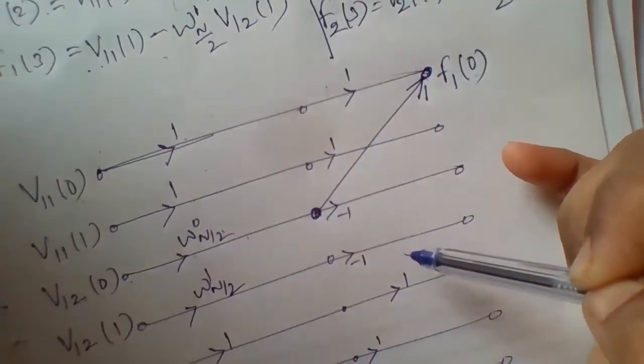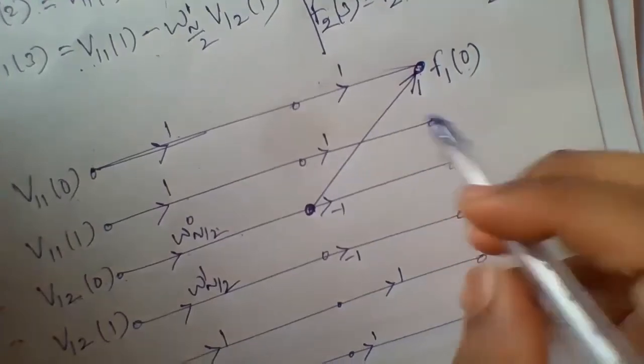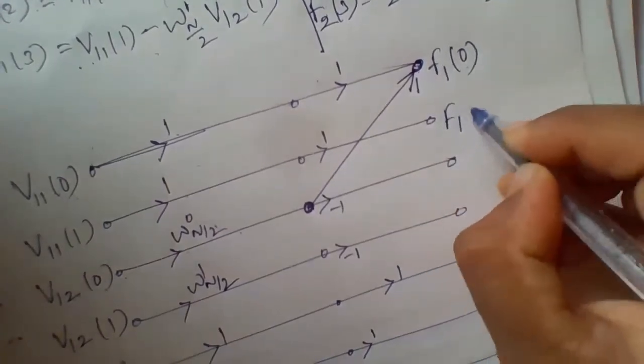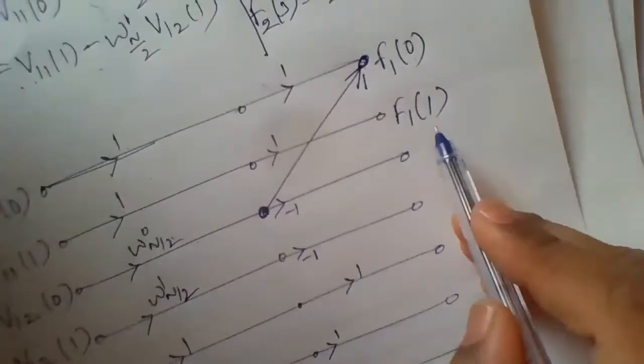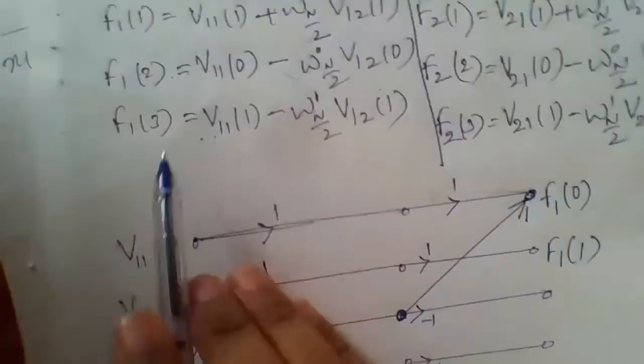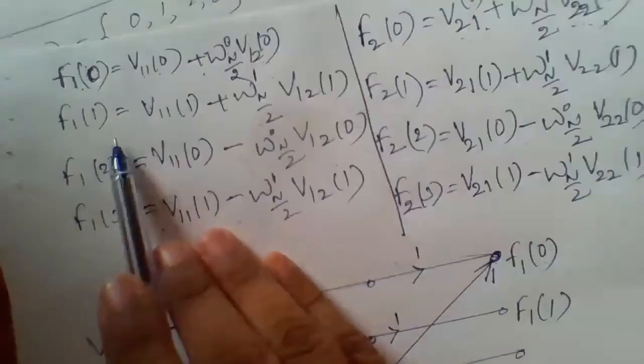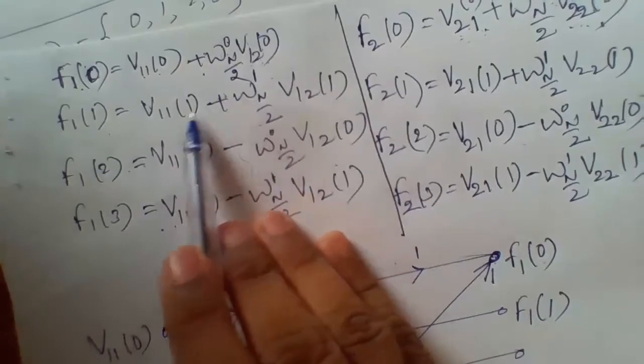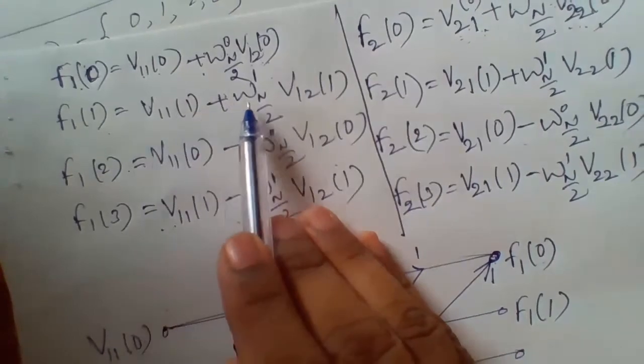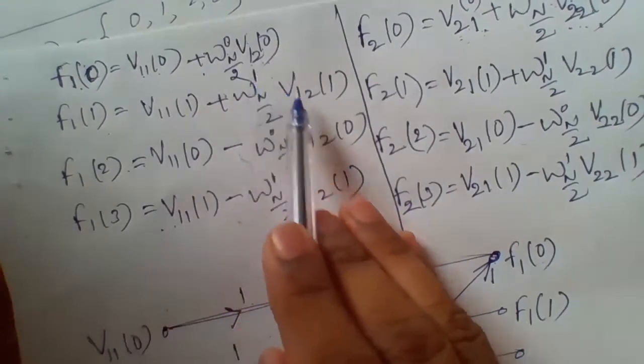Only they have to be connected. That's all. Similarly, f1 of 1. Next value is f1 of 1. What is f1 of 1? It is again the sum between v11 of 1 and w raised to 1 times v12 of 1.